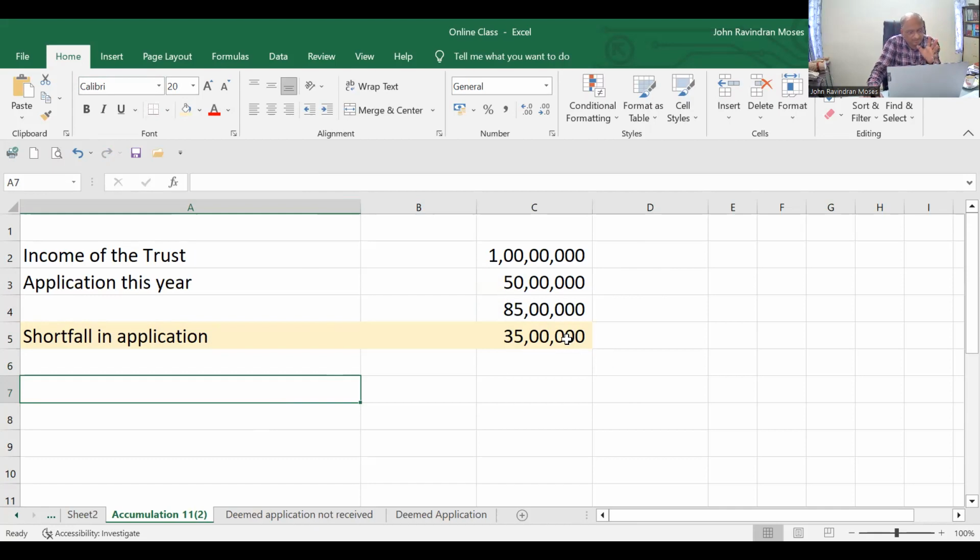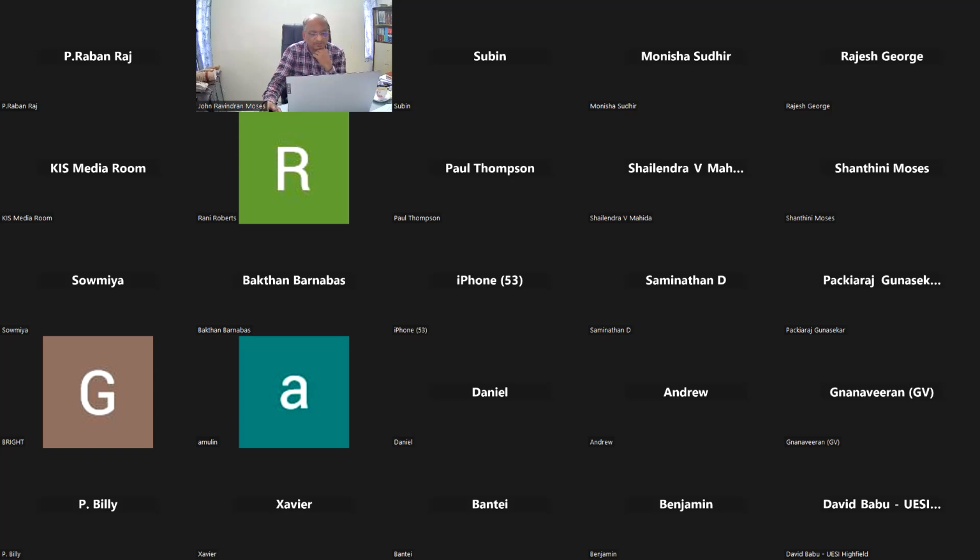So when you earmark, when you set apart, or when you save, accumulate money for a specific purpose, government says you can use this 11.2 option, set apart or accumulation under section 11.2. So what is that 11.2 setting apart?